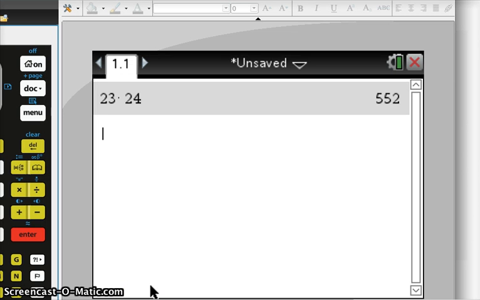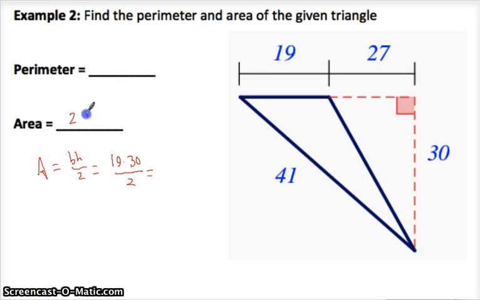19 times 30 divided by 2. Make sure it looks like what you meant here. Yeah, it's 285. Great. And the perimeter is add up all the sides. Well, it's 41 plus 19 plus, whoops.